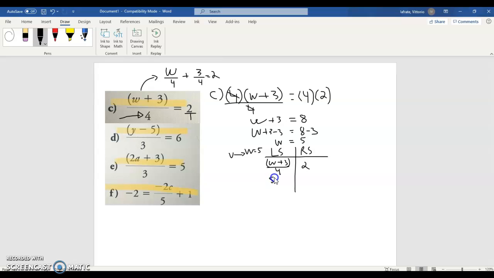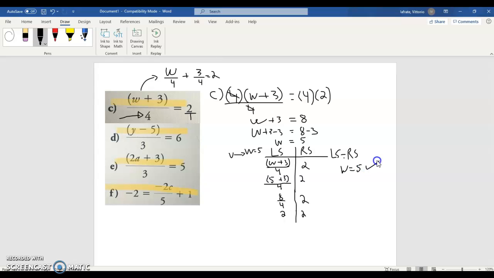So I get 5 plus 3 over 4 is equal to 2. And then I get 5 plus 3 is 8, so 8 over 4, 2. And 8 over 4 is equal to 2. So 2 is equal to 2. Because my left side is equal to my right side, what that means is that w is equal to 5 is a correct solution.